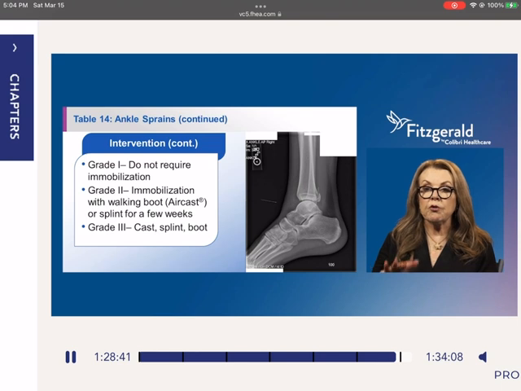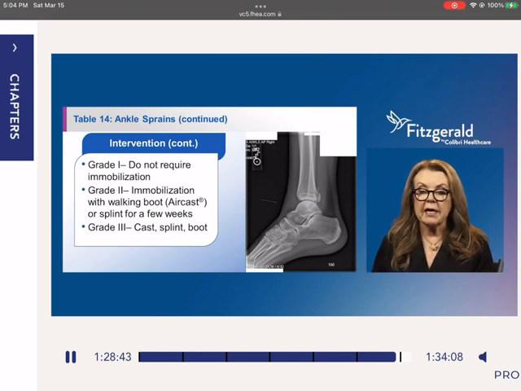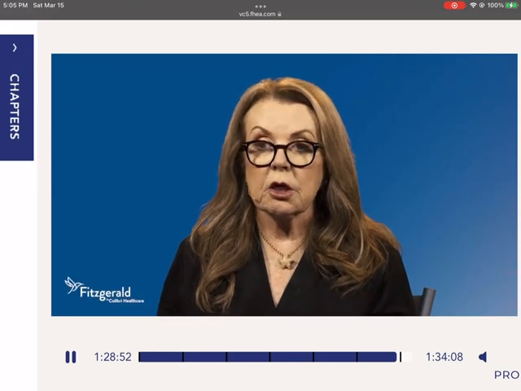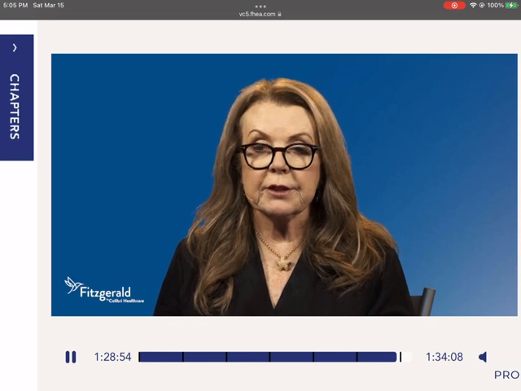Now, with grade 1, you don't need to immobilize, but generally put some kind of a compression device on it, even a compression bandage, something along those lines. Very helpful for managing the swelling.